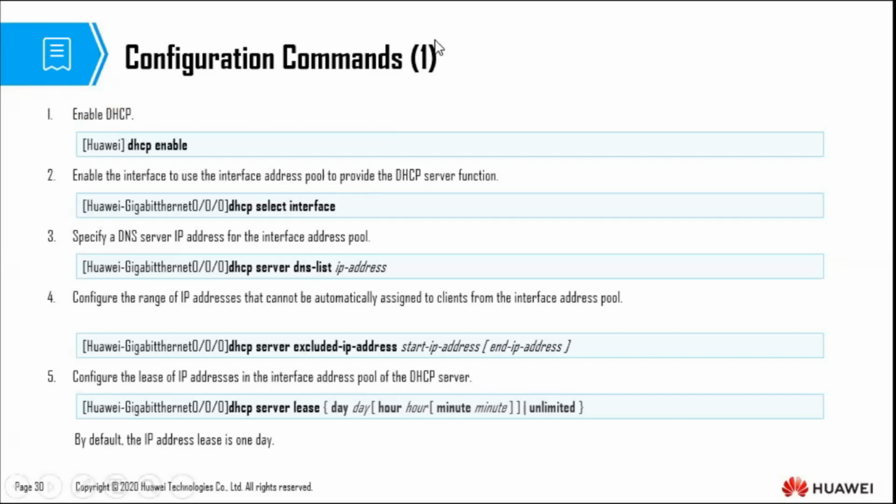Oh, so here. This is how you configure the lease day if you want to change from the default DHCP server lease, then the keyword day, then the number of days. The keyword hour, then number of hours. The keyword minute, then number of minutes. Or if you want to assign IP addresses permanently, you can use the unlimited option. DHCP server lease unlimited. Otherwise, as I said earlier, by default, IP address lease is 1 day. So you're going to do that in the lab.